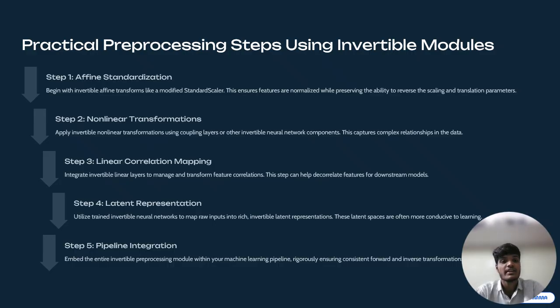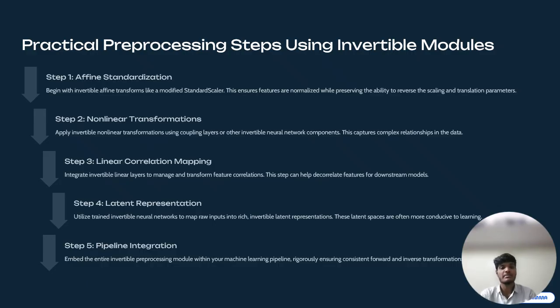Second one, nonlinear transformation. Here, apply invertible nonlinear transformations using coupling layers or other invertible neural network components. These capture complex relationships in the data. Next, step 3, linear correlation mapping. Integrate invertible linear layers to manage and transform feature correlations. These steps can help decorrelate features for downstream models.